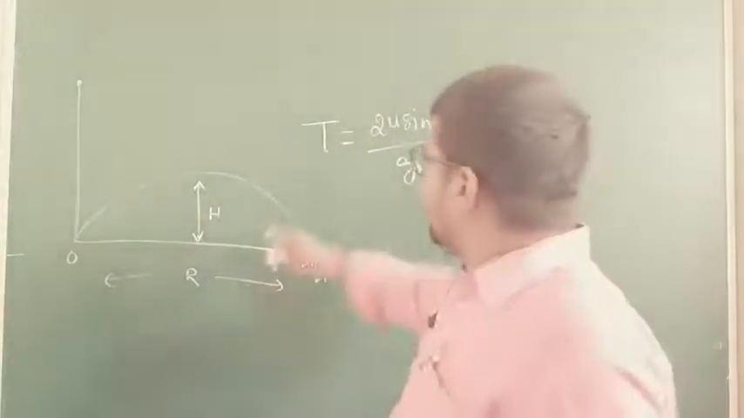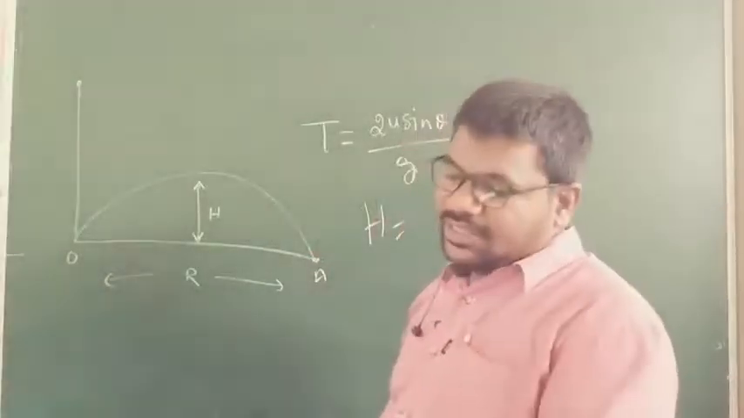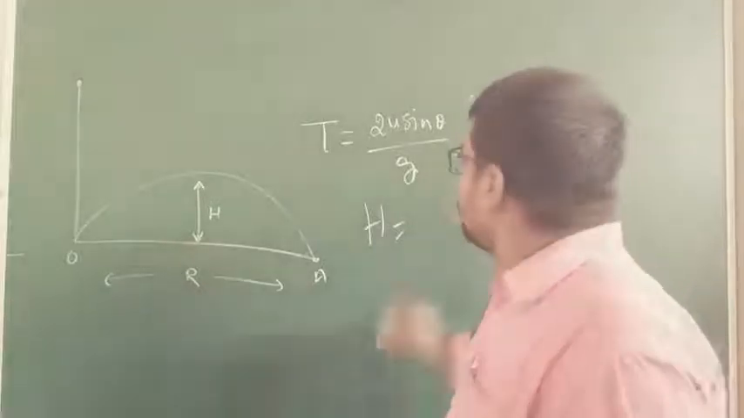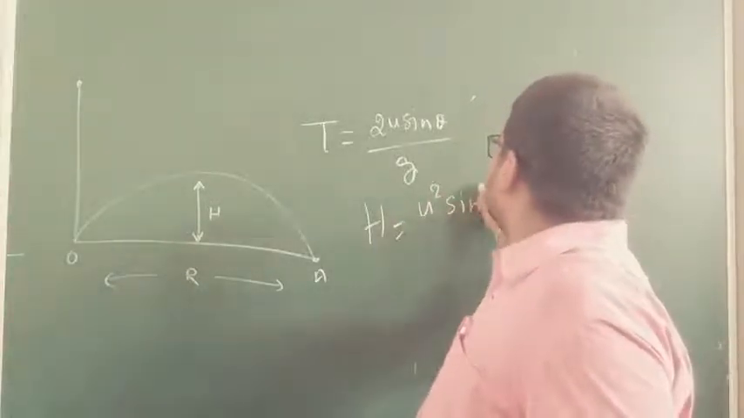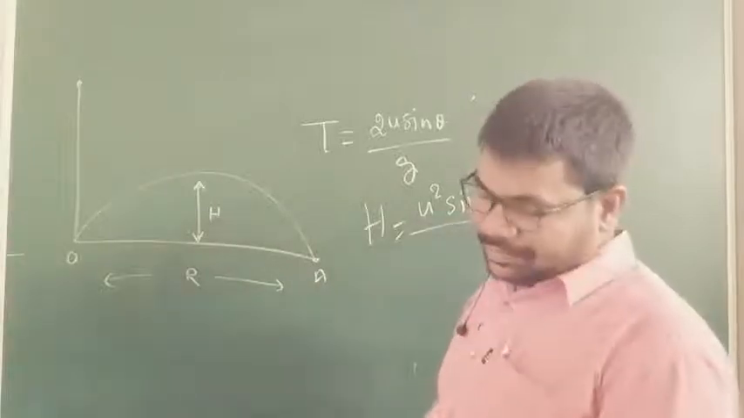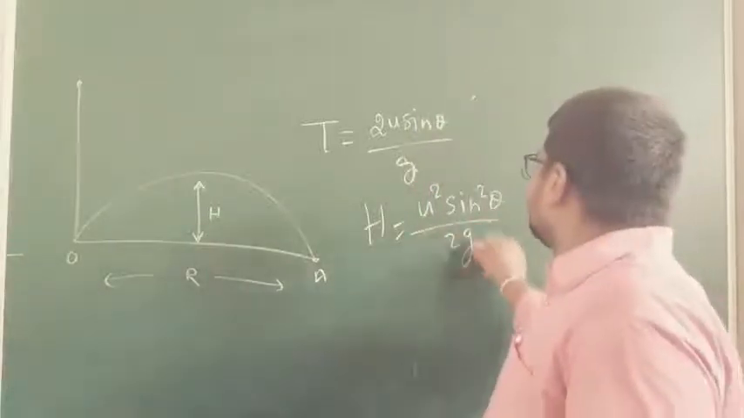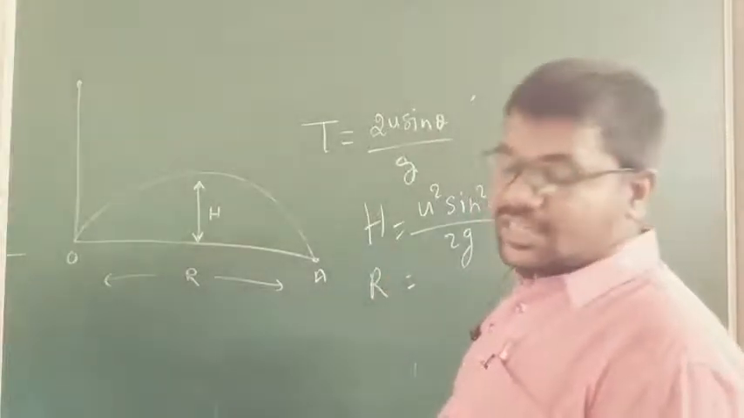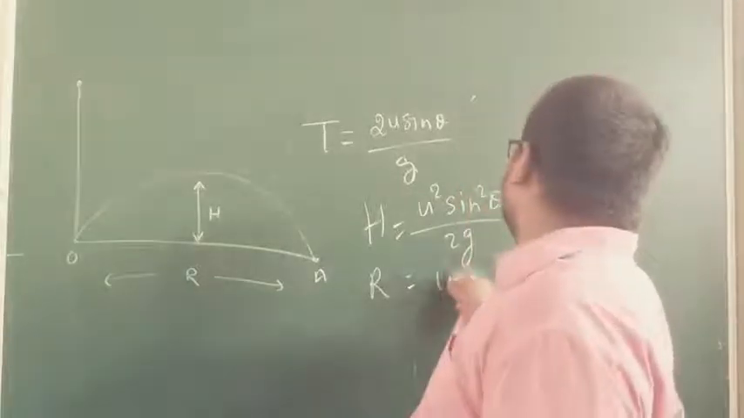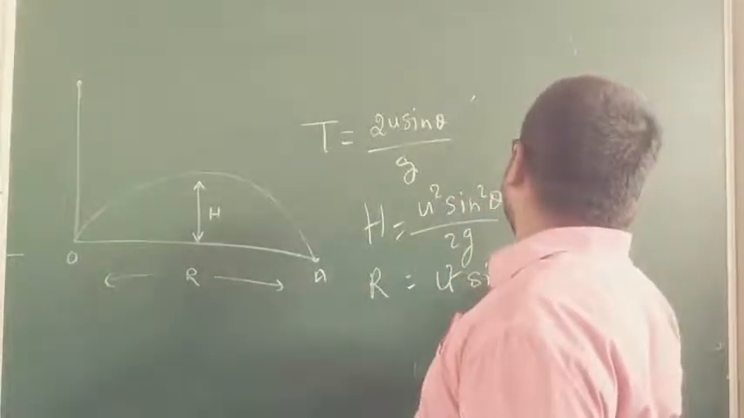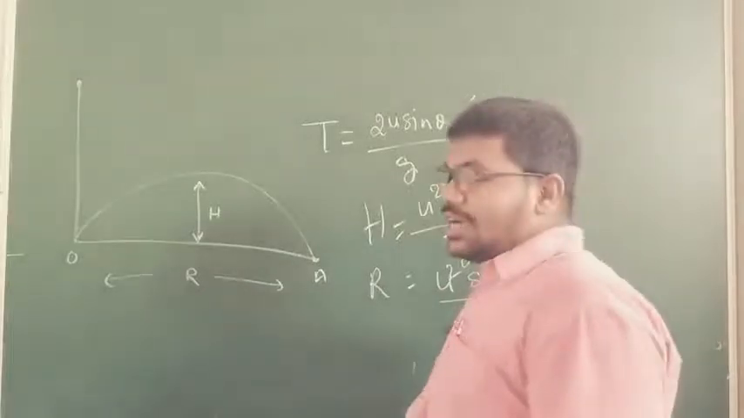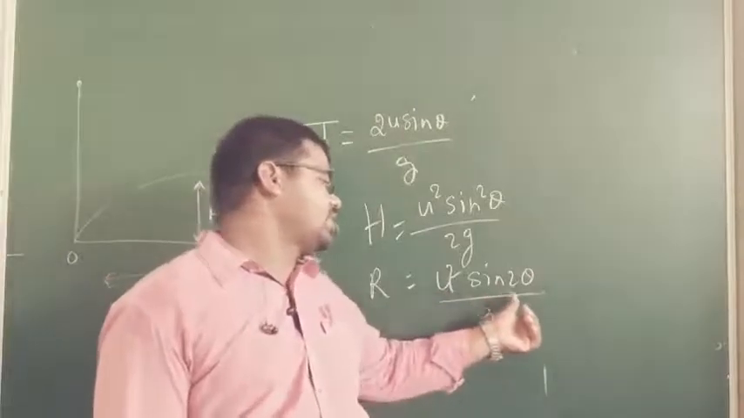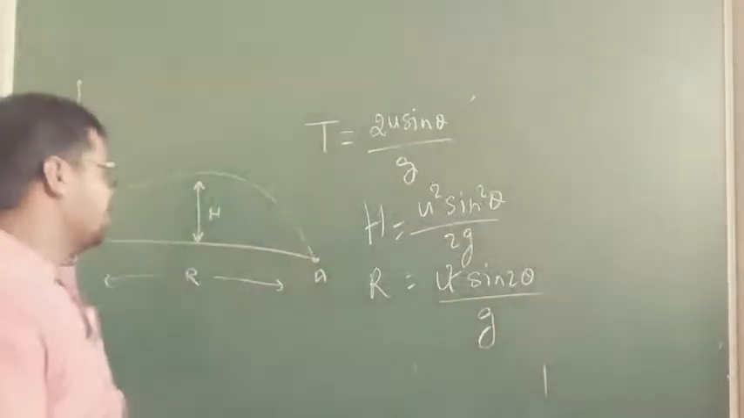Next, maximum height. The maximum height is u square sin square theta by 2g, and the range is u square sin 2 theta by g. Understand, my children? R is equal to u square sin 2 theta by g. Yes.